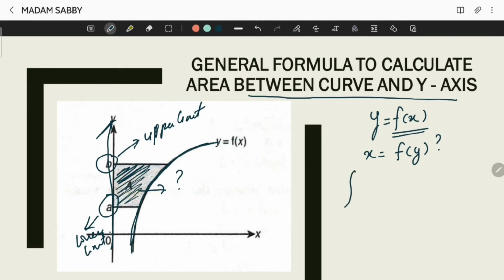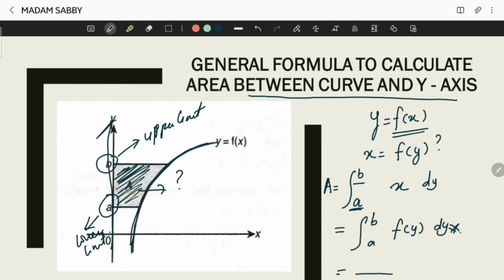Because we're going to substitute, area equals the integral from a to b of x dy, which is the integral from a to b of f(y) dy. So this area is a definite integral. Why? Because they give you two different values for you to evaluate, and the final answer should be in numbers, and the unit is unit square.